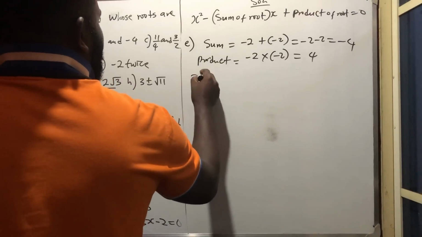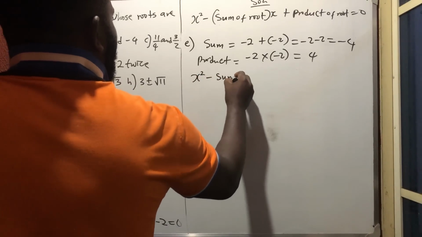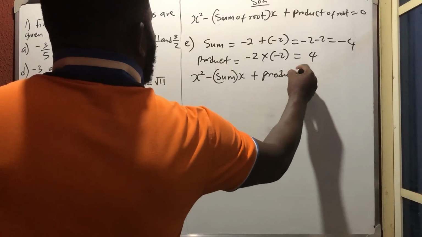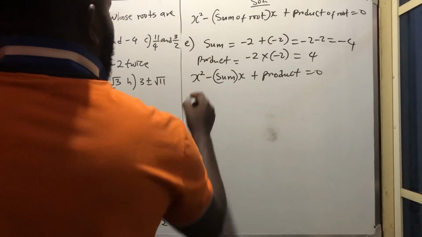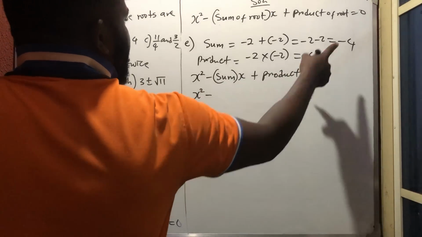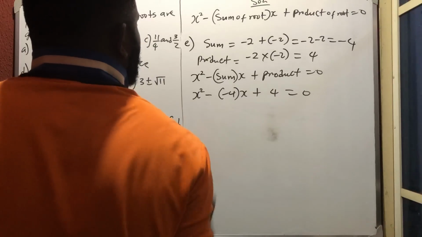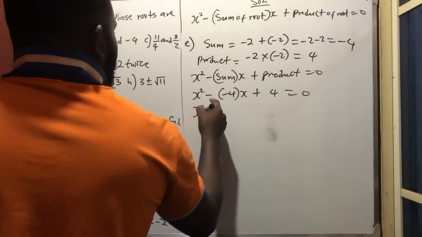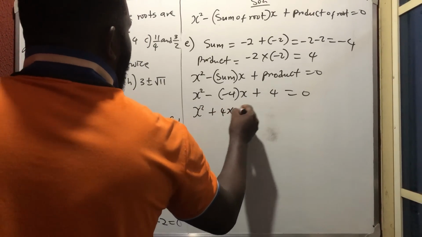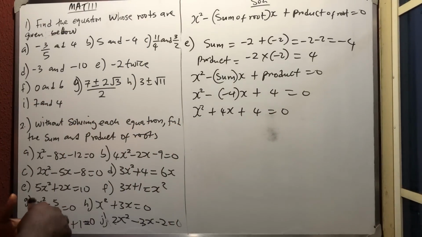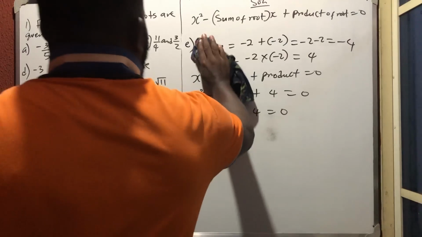So what do we have now? We're having that the equation is x squared minus sum, you put x plus product is equal to 0. So what do we have now? X squared minus, the sum gave us minus 4, put x, plus the product gave us 4, equal to 0. So x squared minus minus is plus 4x plus 4 is equal to 0. So this is the required equation. So let's go to the next one.